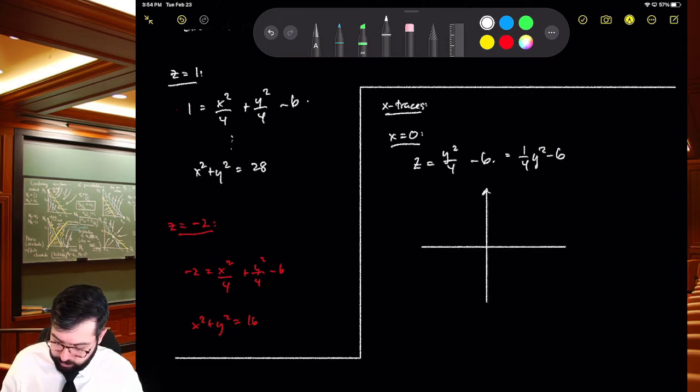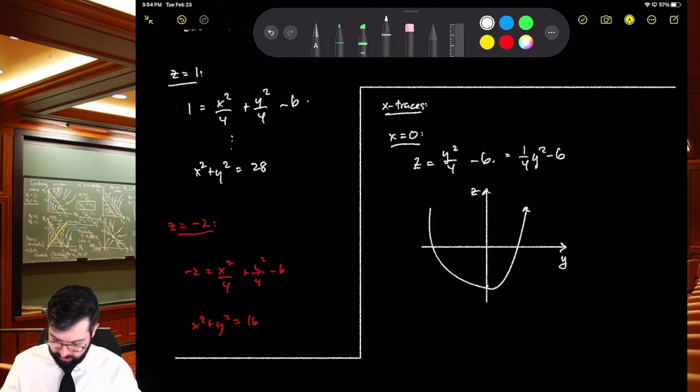So this x trace means we're in the yz plane. So z depends on y. It's a parabola that's been shifted down. I'm just going to sketch it. It looks something like this.